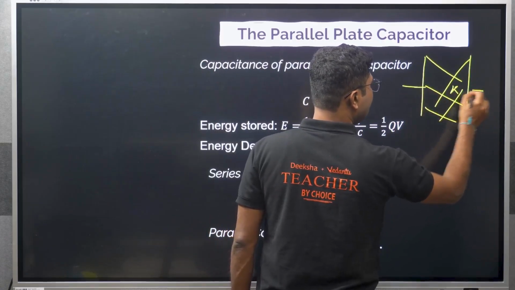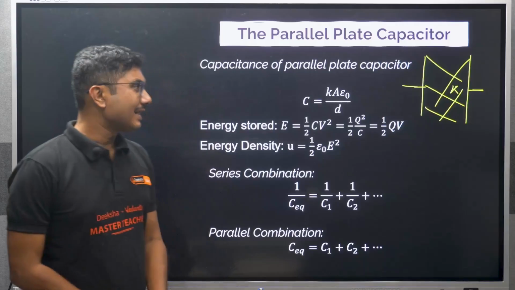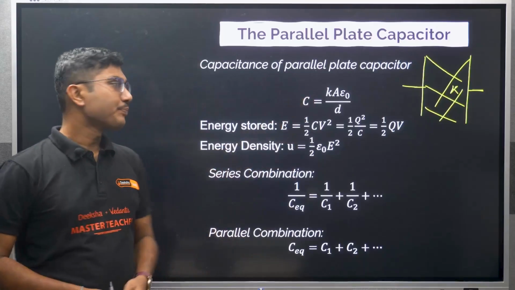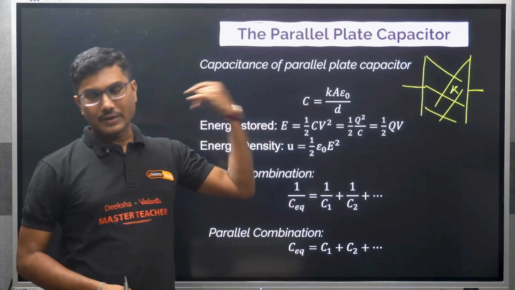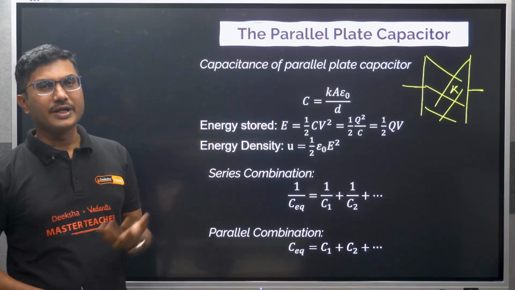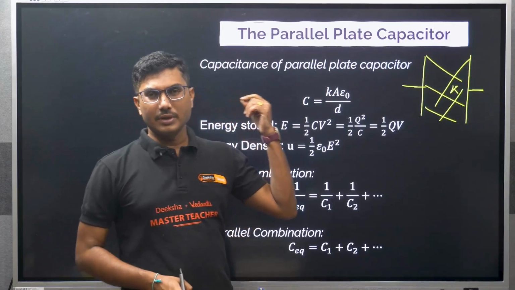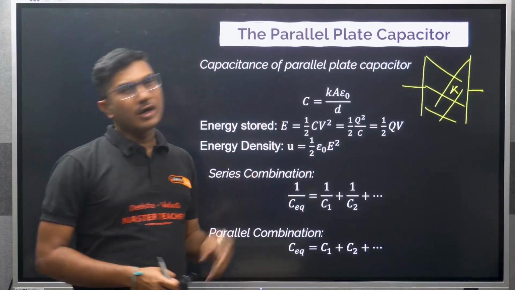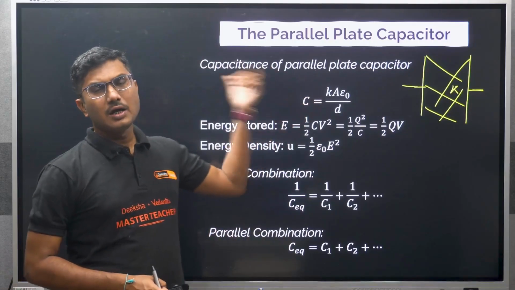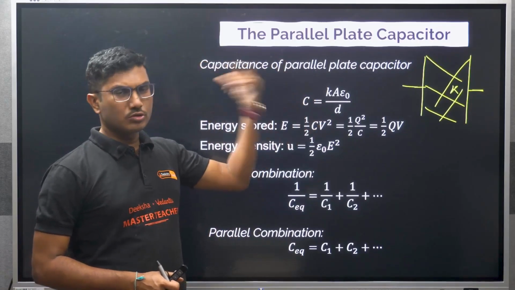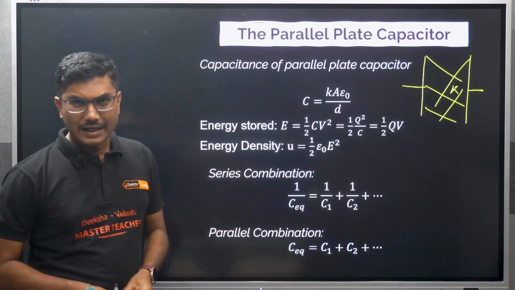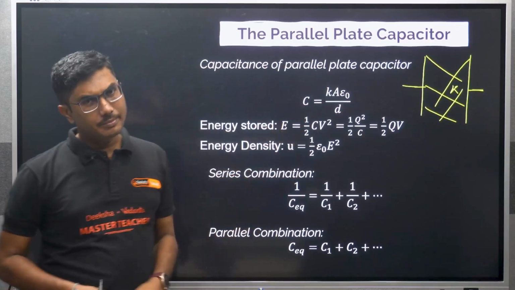Normally, if only air is there, then the value of K is 1. Otherwise, use whatever K value they provide, for example the dielectric constant of the medium is 4, or 6. That value you have to use in this. This is the general formula. In textbooks mostly you will see A epsilon naught by d, but K is for a dielectric medium.